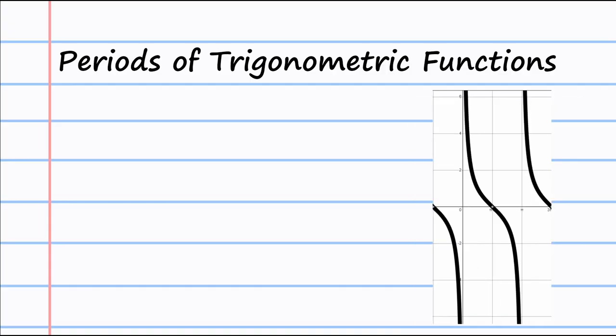And last but not least, we have cotangent x. Cotangent x, similar to tangent of x, has a period of pi rather than 2 pi, just like some of the other functions that we've dealt with.